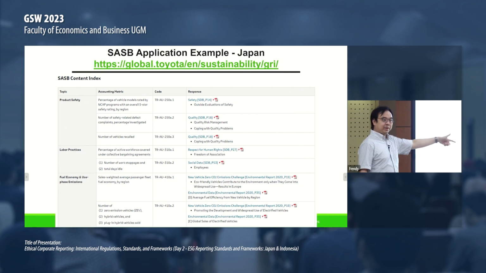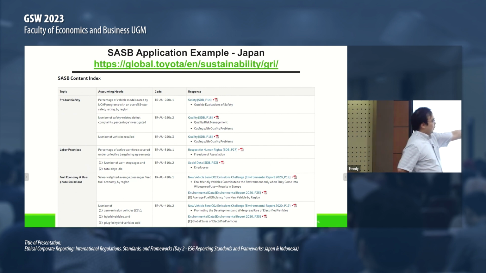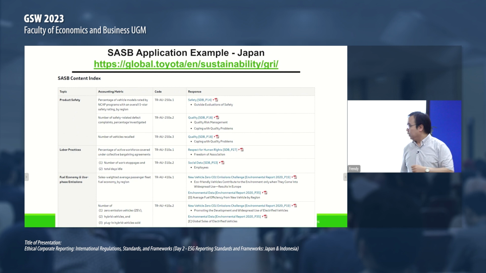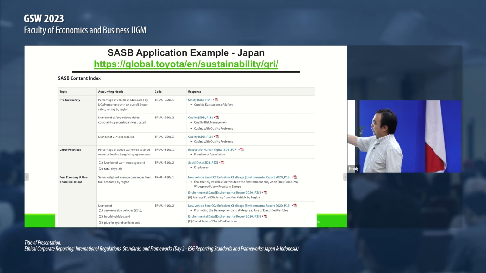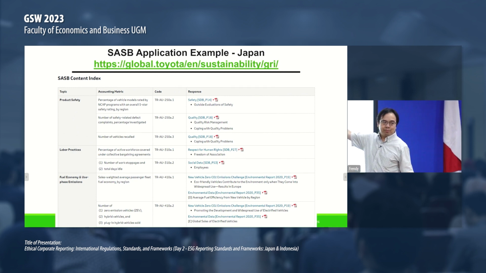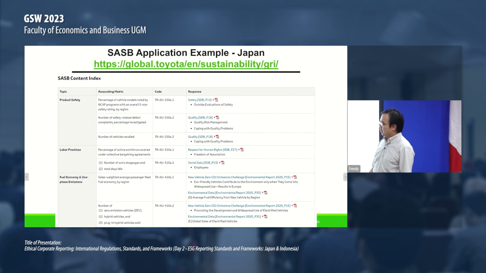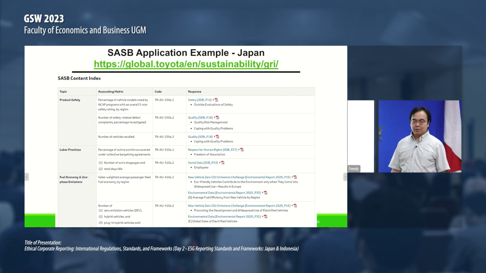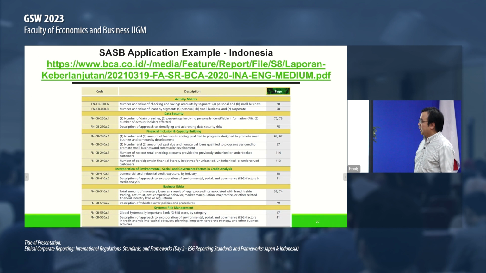Is it consistent? Right, pretty much, okay? So this is how companies apply these standards in practice. And these individual documents provide the responses from the company, okay? Right, another example.